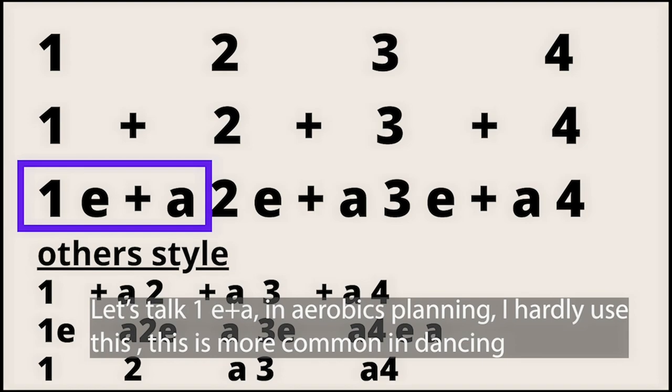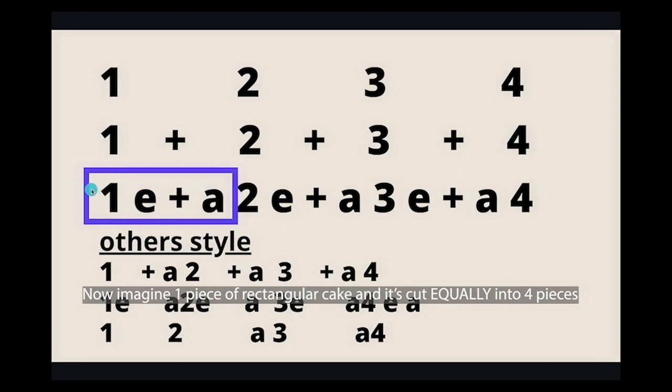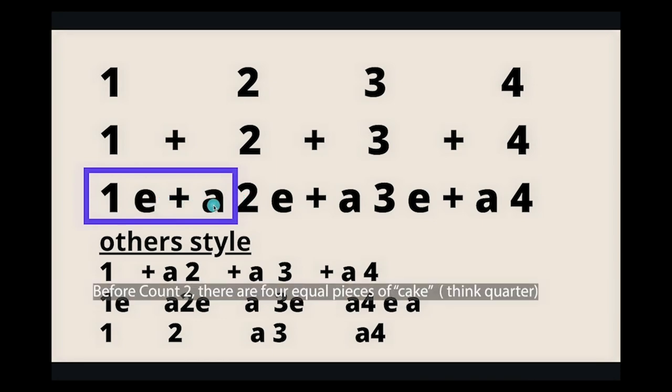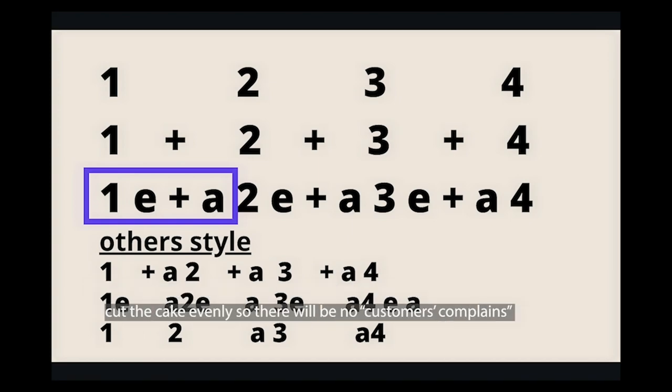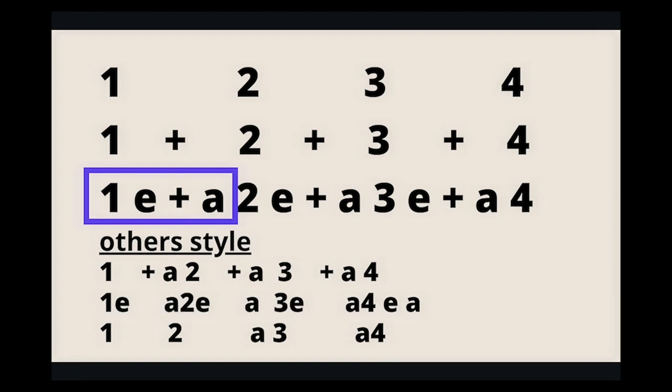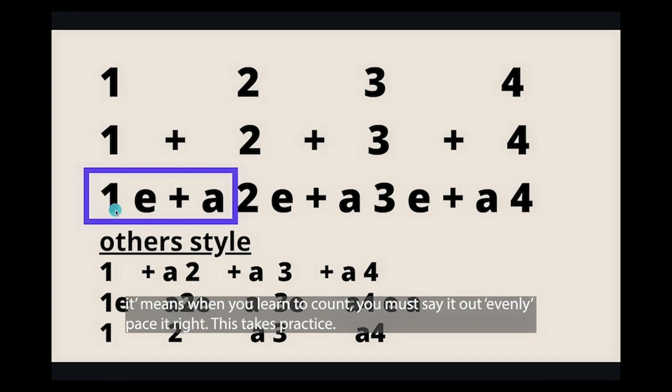Now let's talk about 1E. In aerobics planning, I hardly use this though. This is more common in dancing. So it's like 1E and 2E. Imagine one piece of rectangular cake cut equally into four pieces, quarterly. So before count two, there are four equal pieces of cake. Again, you want to cut it evenly so there will be no customers' complaints. That translates to you counting in a steady pace, which can be very challenging for this 1E and 2E, and your 1 and 2 must hit on the bass or the actual count.